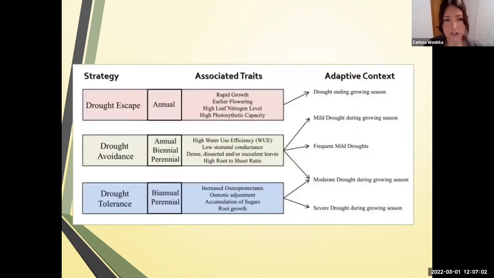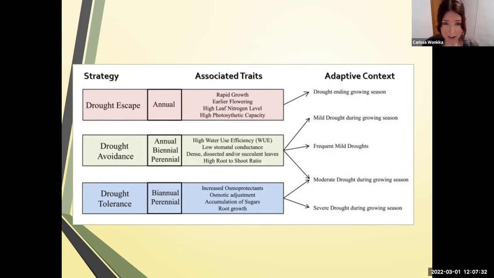And so these are just the traits that tend to be associated with each of the strategies. So we have rapid growth, early flowering, high leaf nitrogen level, and high photosynthetic capacity allows the plant to grow to reproductive age quickly so it can do this rapid reproduction. And this is adaptive and usually occurs in species that experience frequent drought at the end of growing seasons, like cheatgrass that grows in arid areas where we have droughts in the summer months.